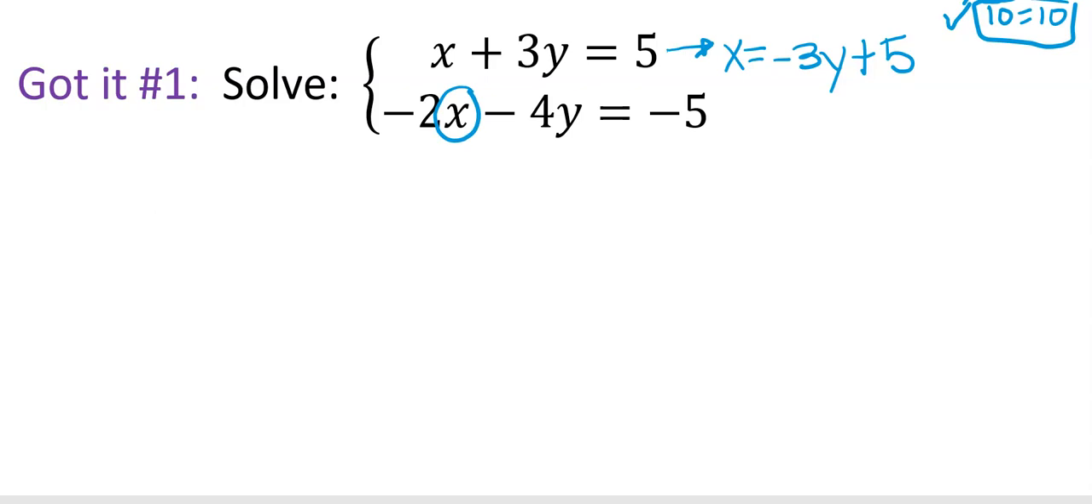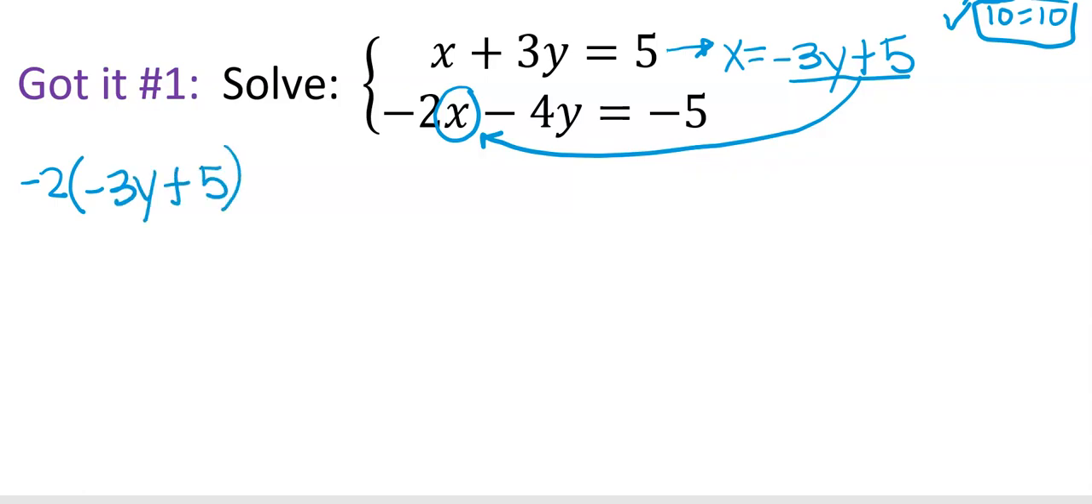So whichever one you solve, you got to put it in the other one. This part right here will go in for that x. So negative 2 times negative 3y plus 5 minus 4y equals negative 5. When you plug it in, you're going to know if you have it in the right place because the variables that are there should now match. If you put it in the wrong place, you're still going to have opposite variables or everything will disappear.